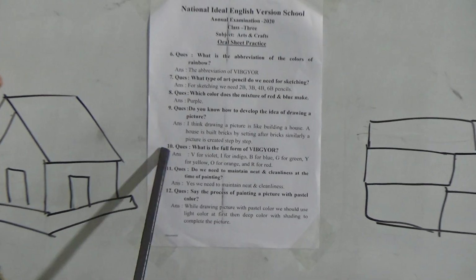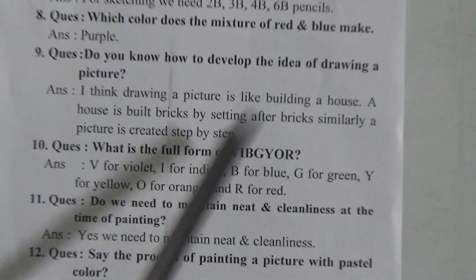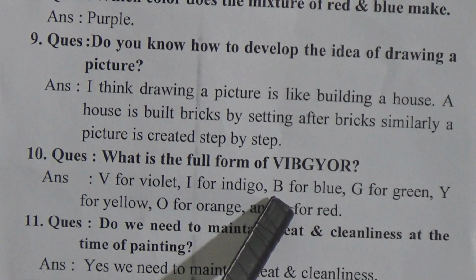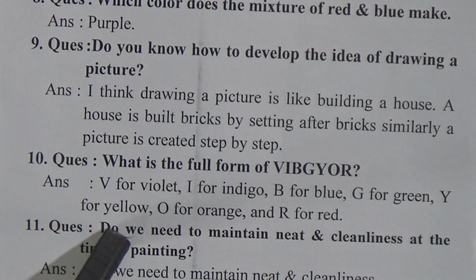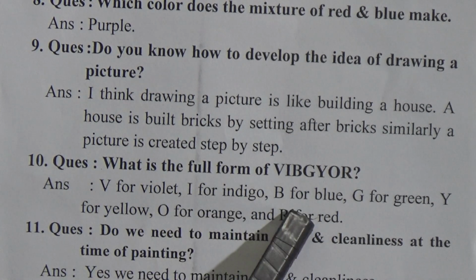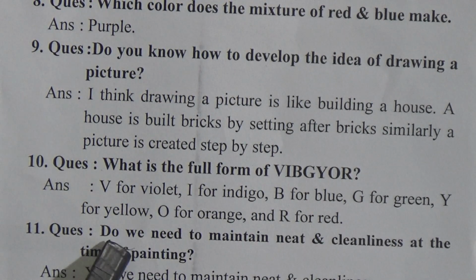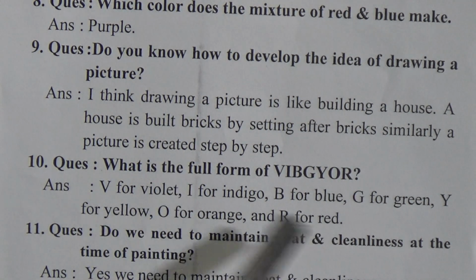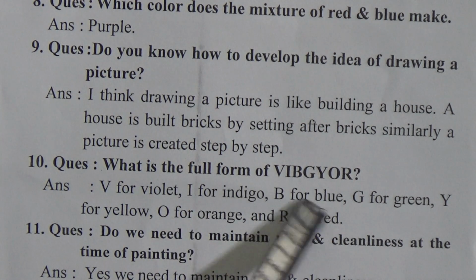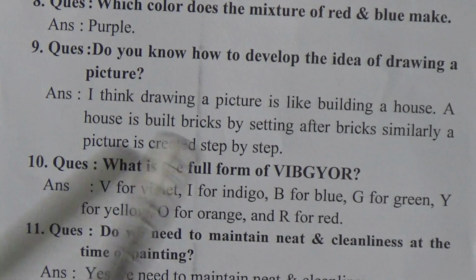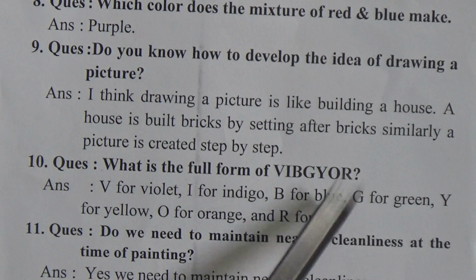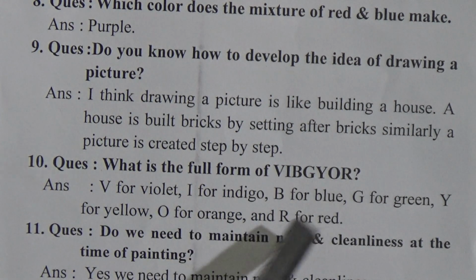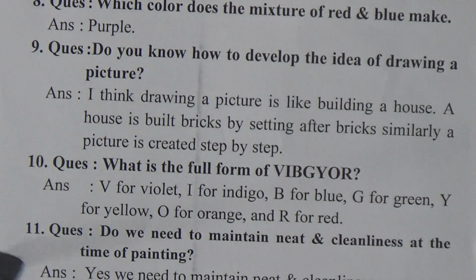Question number 10. What is the full form of VIBGYOR? I have already said this and you will say with me. V for violet, I for indigo, B for blue, G for green, Y for yellow, O for orange and R for red. Again, what is the full form of VIBGYOR? V for violet, I for indigo, B for blue, G for green, Y for yellow, O for orange and R for red.